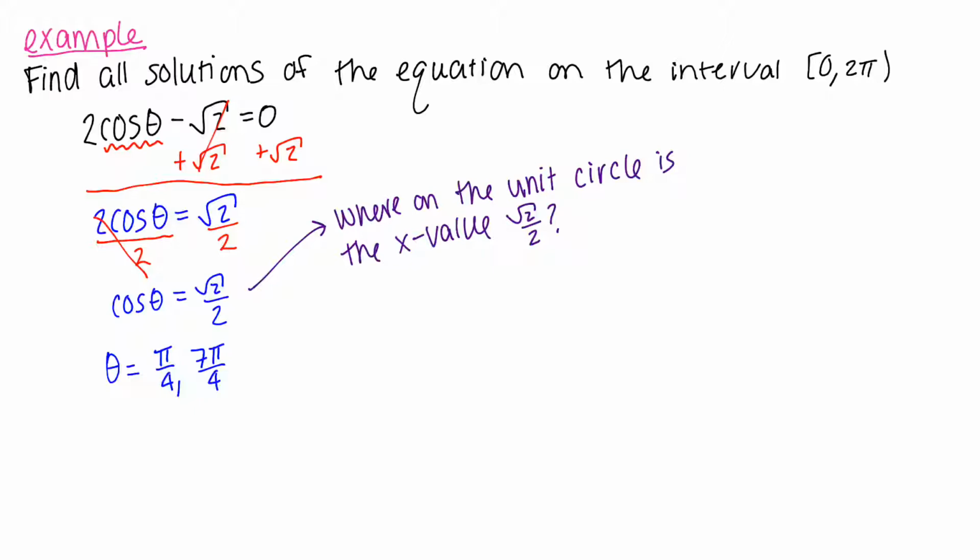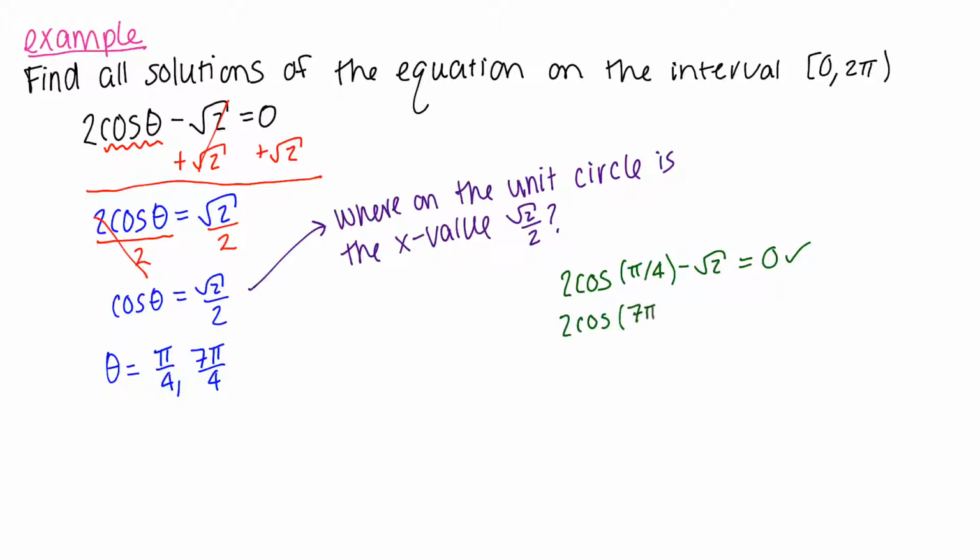Now, you could check this out. You could use your calculator here to verify this. You could make sure your calculator is in radians mode to begin with. But let me get a new color. Let's do, I don't know, green. You could plug in pi over 4. So you could do 2 cosine of pi over 4 minus root 2 on your calculator and make sure that it equals 0. It will. So 2 cosine of pi over 4 minus root 2 is equal to 0. And then you could also do the same thing with the 7 pi over 4.